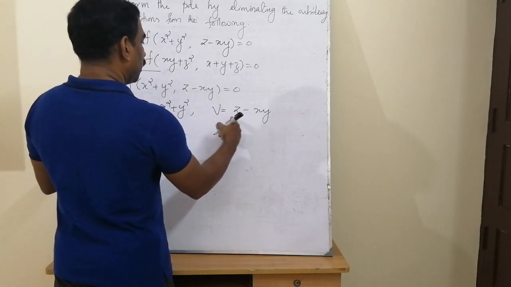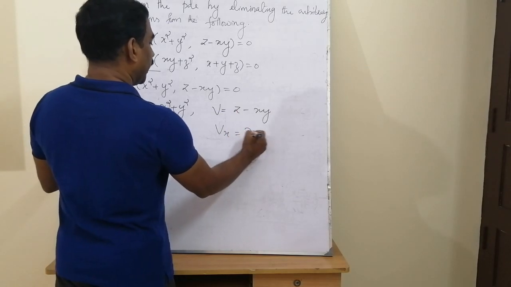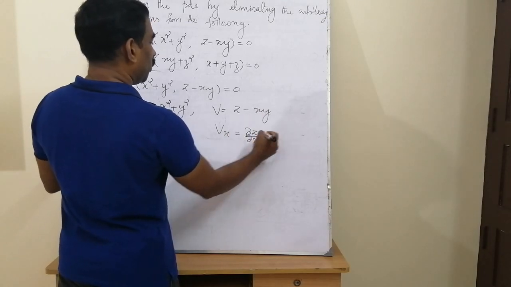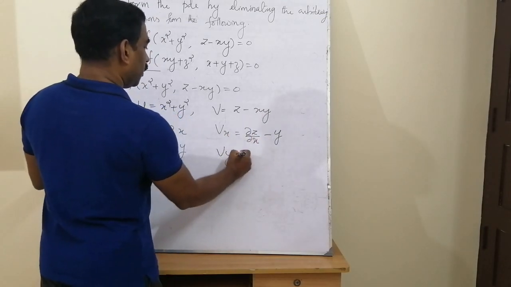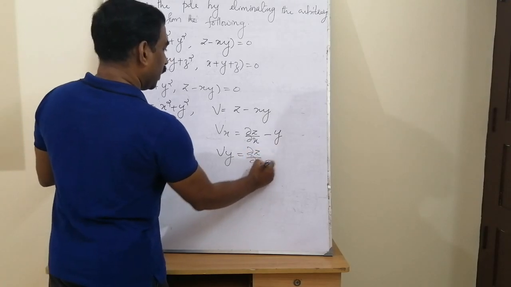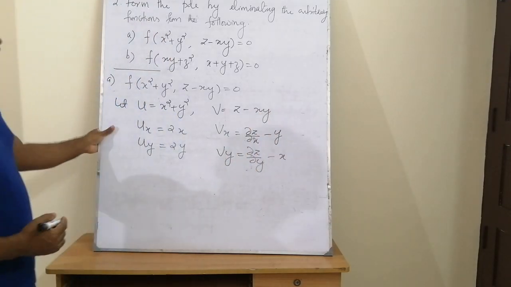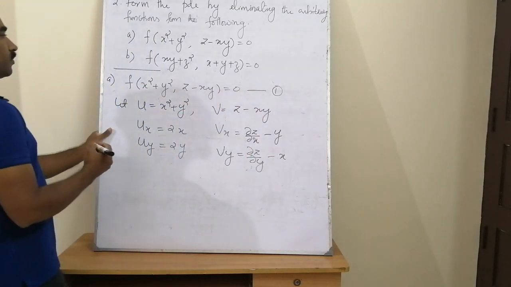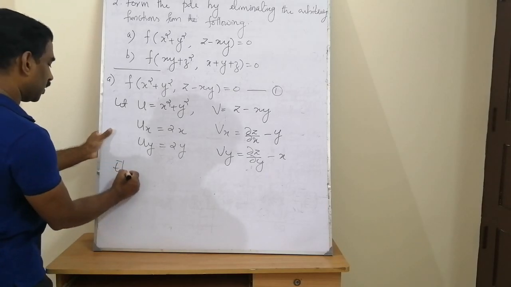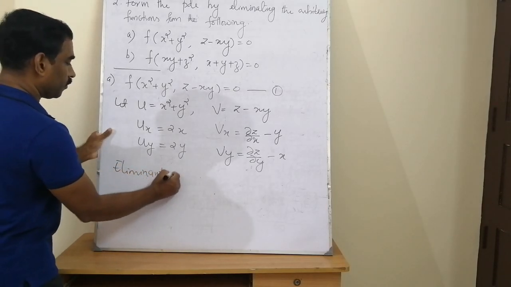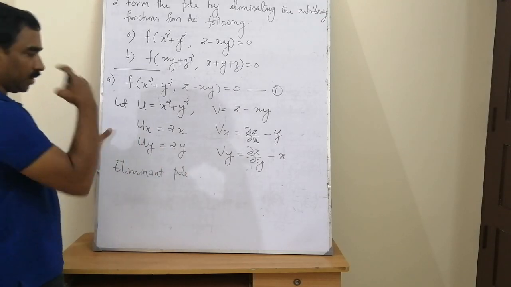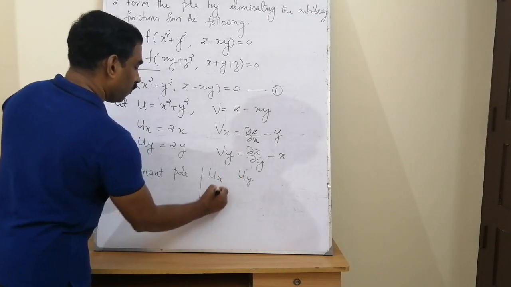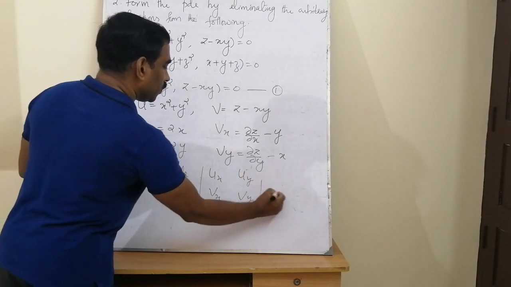So this is the derivative of z with respect to x, that is ∂z/∂x, because it is an unknown function, minus the derivative of xy with respect to x, that is y. And what is vy? vy is ∂z/∂y minus x. Now remember the formula. Say this is equation number 1. So the required eliminant partial differential equation will be in the determinant format, determinant ux uy vx vy equal to 0.